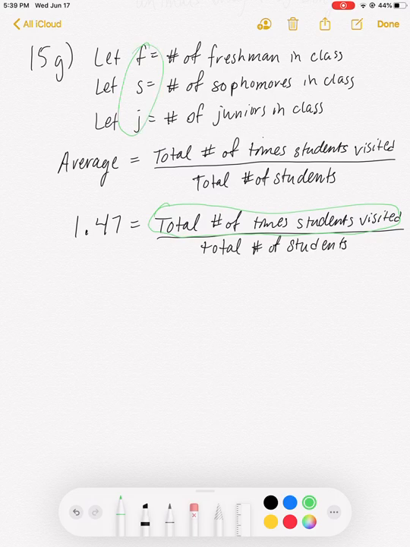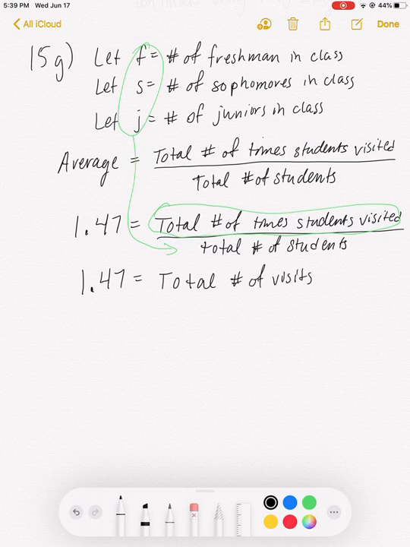So total number of students, let's change this one down here. And so we can say that 1.47 is equal to the total number of visits, so we'll shorten that up a bit, divided by the total number of students, where I substitute in my variables, F plus S plus J.